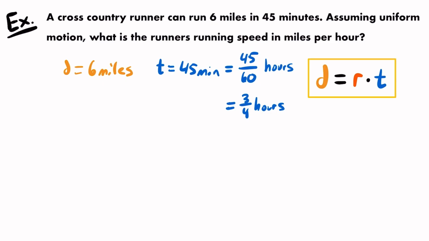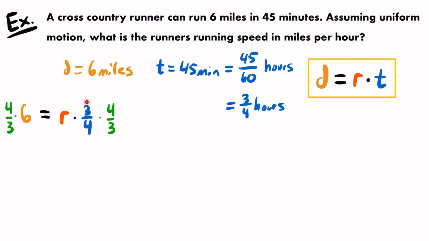Okay, so let's set up the equation here. We know that d equals r times t, and our amount for d is 6. So we have 6 is equal to r, the rate that we don't know, that we want to solve for, multiplied by the amount of time, t, in hours, which is 3/4 hours. All right, and so now, to solve for r in this equation, we need to get rid of this constant being multiplied by r, and so you could divide both sides by 3/4, or maybe an easier way to go about it is to multiply both sides of the equation by 4/3, the reciprocal of that fraction.